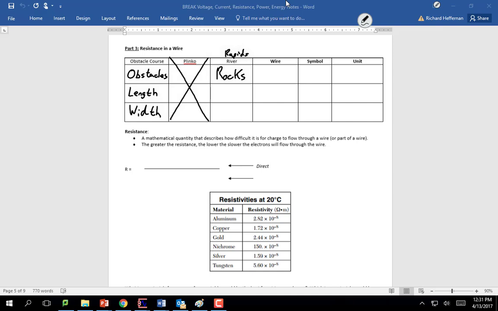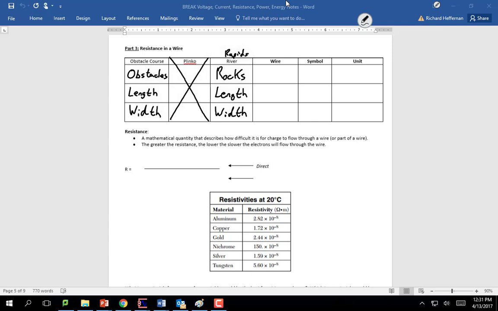You could also change the length in a similar way that you could change the length of an obstacle course. Whitewater rafting over a longer distance would be more difficult than a shorter distance. And similarly, you could change the width of the section of river rapids to also change the difficulty of that section.